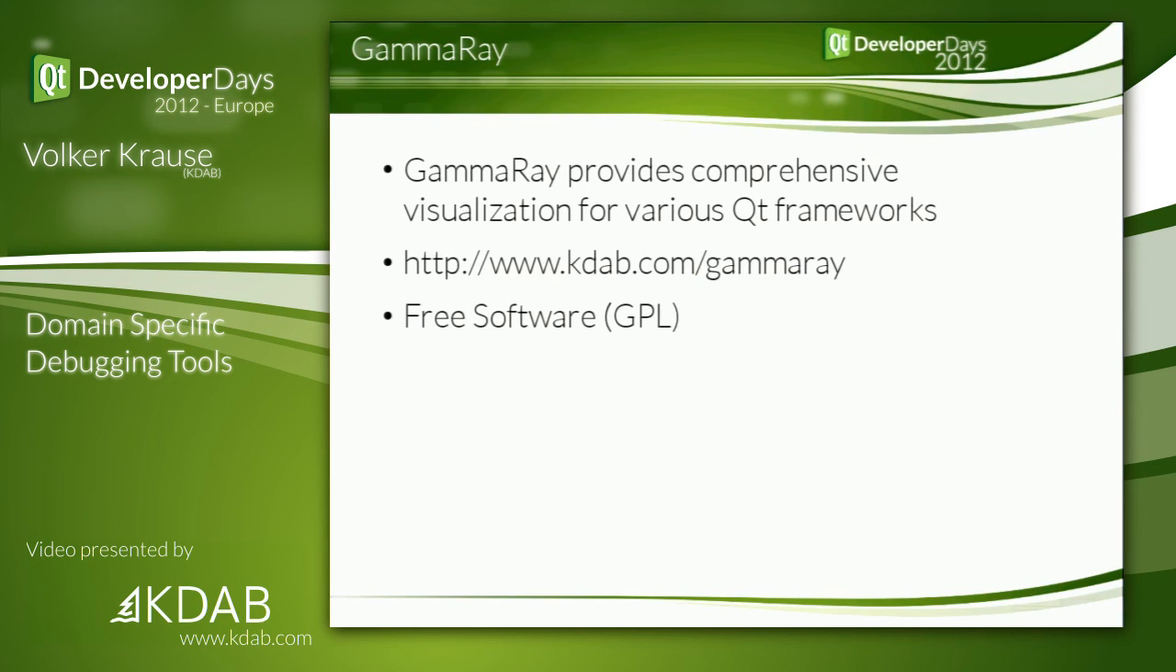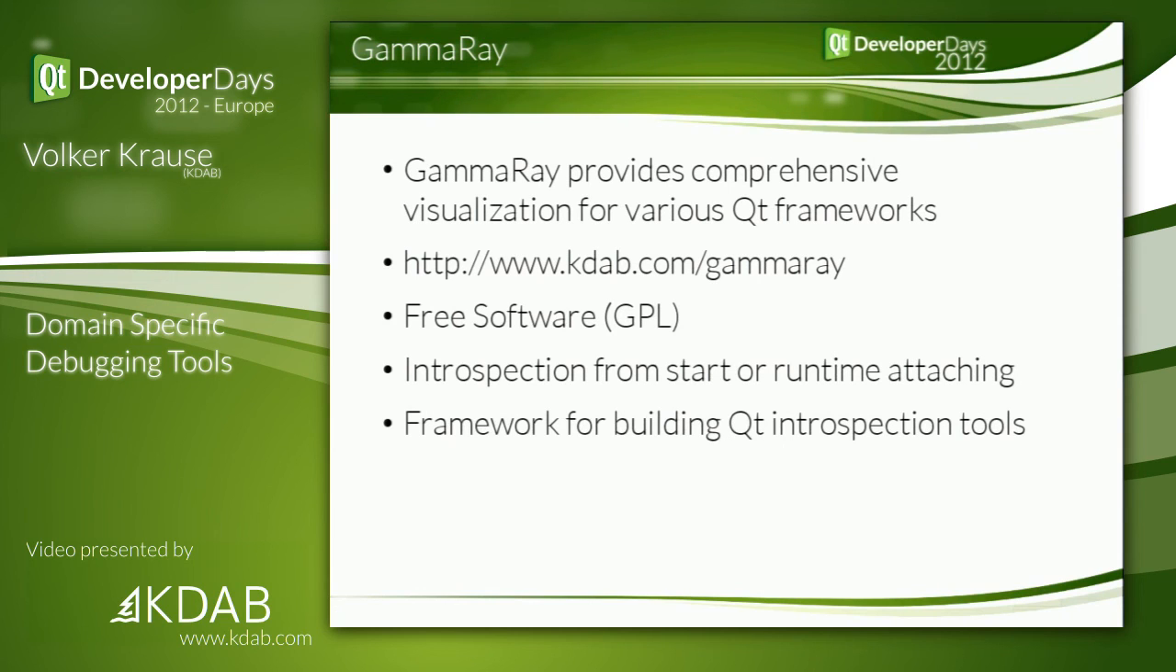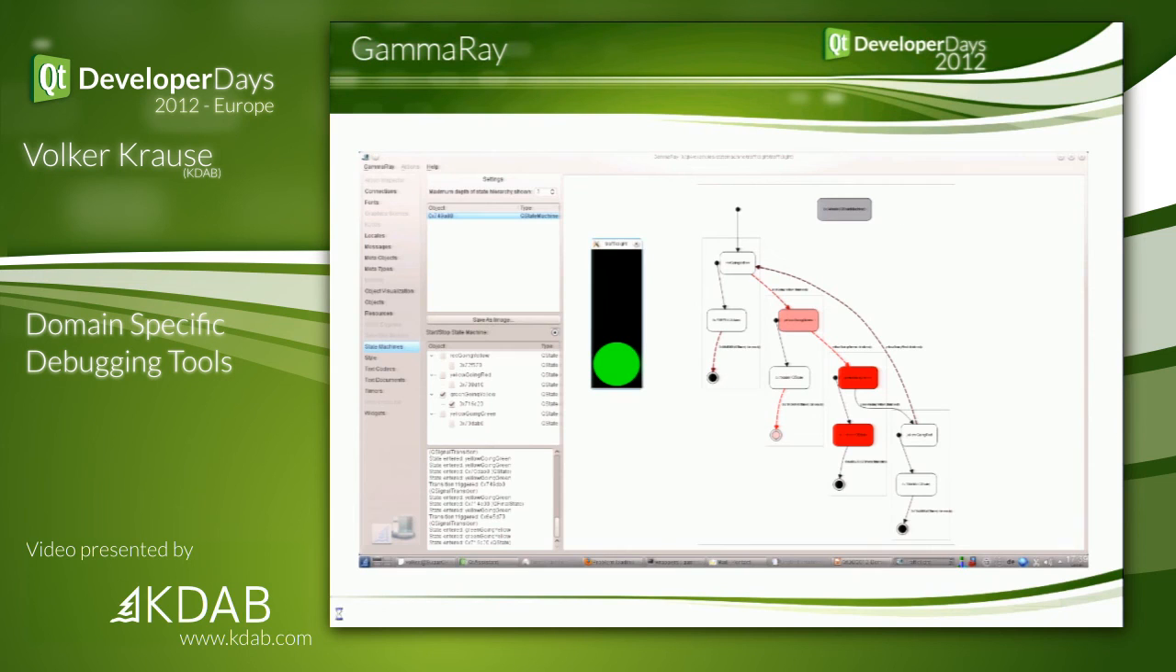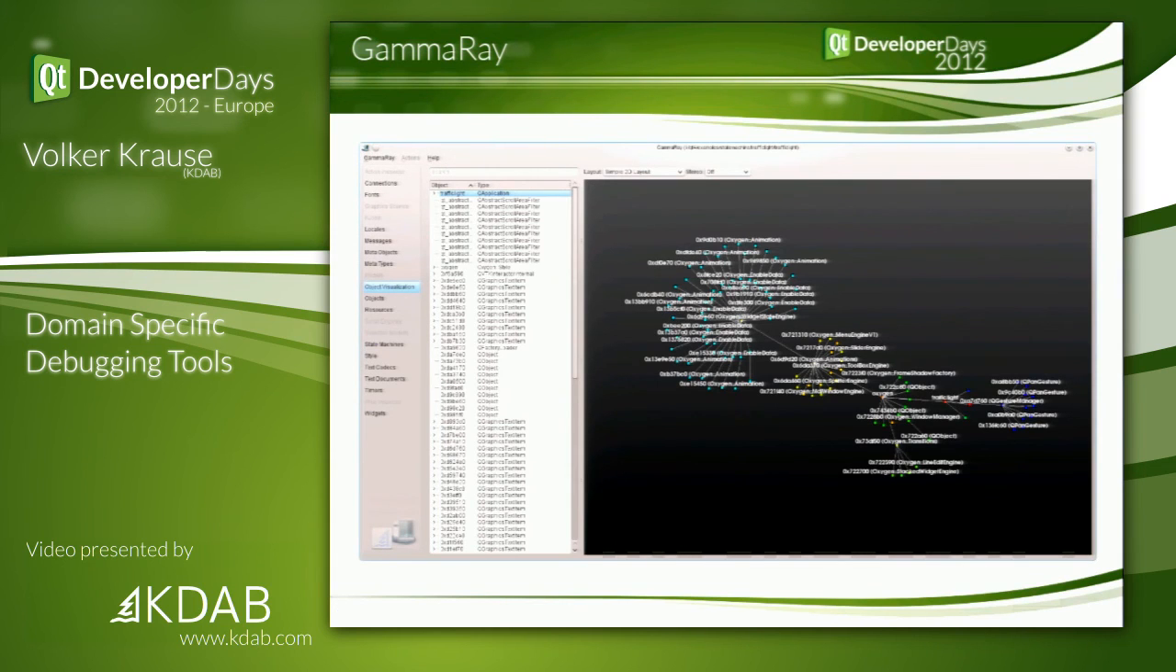It's free software, so you find it on GitHub. And it handles all the, how do I get into the application, how do I override that safely on all platforms. If you want to see a demo, I don't have time for that right now, but we have it at our booth downstairs. And it hides all the nasty details, and it provides you with a framework to build your own tools. So here's just some screenshots showing a state machine visualizer and some fancy object dependency graph.